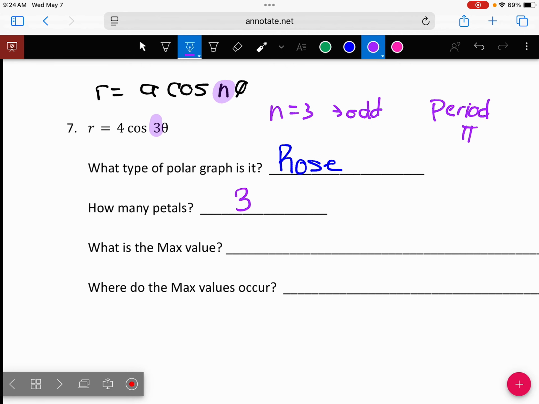Then this asks us kind of a weird question of, what is the maximum value? Meaning, what is the very, very biggest answer we're going to get for r? You're thinking angles, not thinking that. We're thinking, what is going to be the farthest out we get? So what is the biggest value we get as cosine of an angle? 1. The very highest cosine can go is 1. So if cosine is 1, what would our r be?